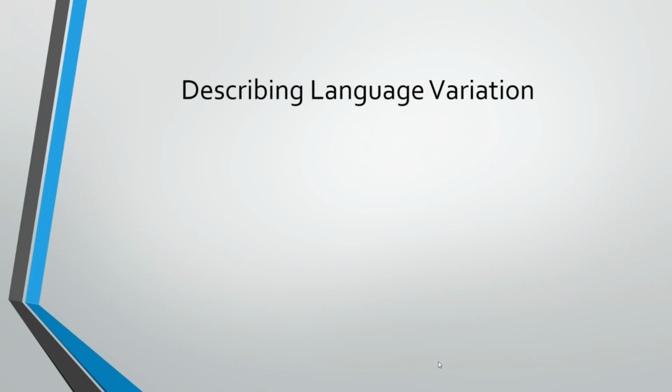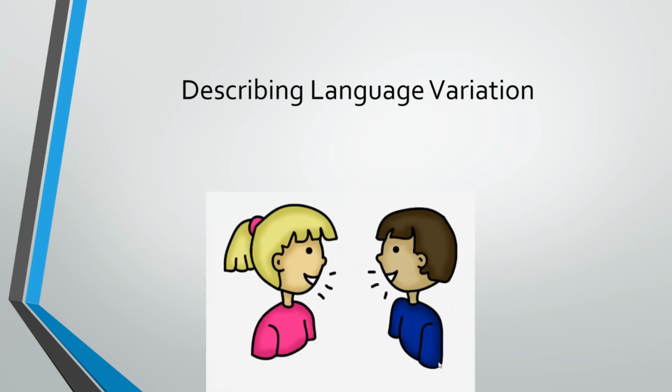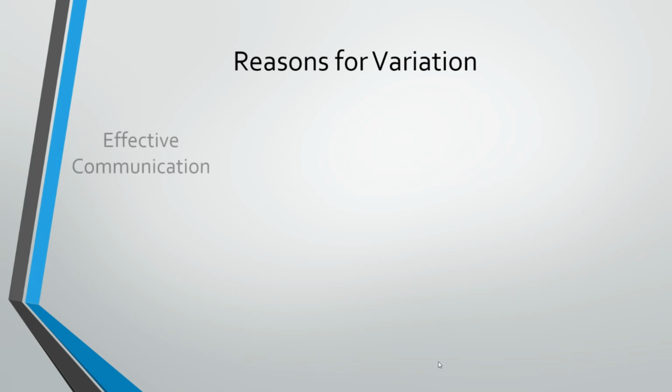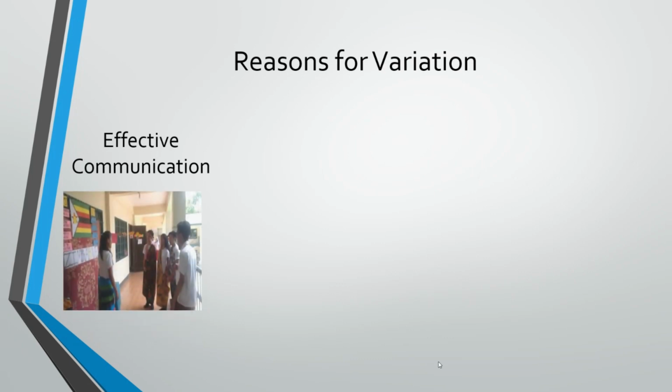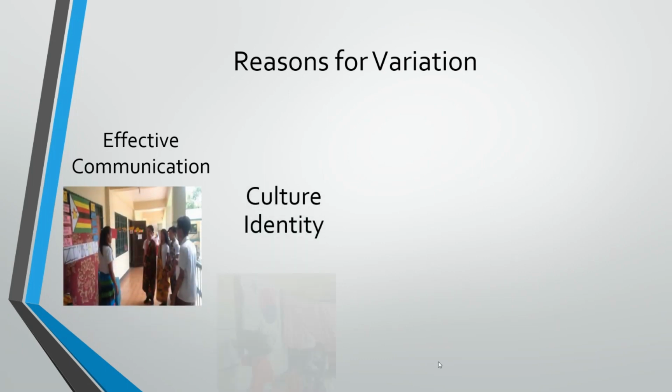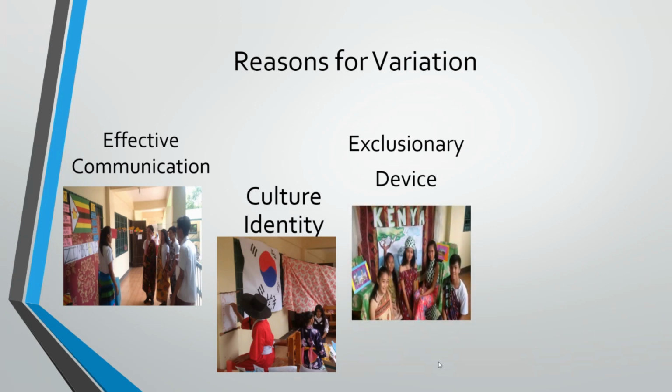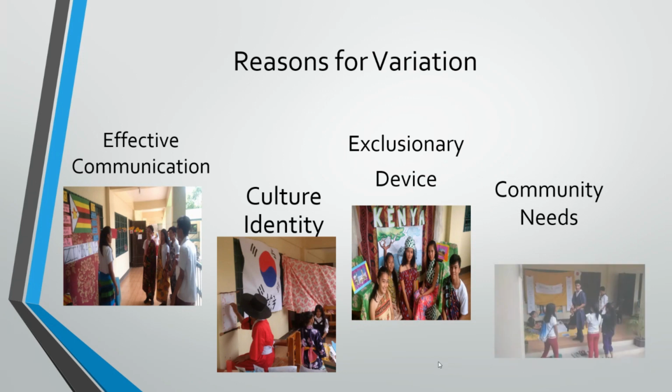With language variation, it is important to know how to describe them. A linguist must consider the accent, which is the variation in pronunciation, dialects, which use different vocabulary and punctuation, and also grammar style, and also consider its pidgin and creole. Some of us would think, why is there language variation? Well, to communicate efficiently, to have membership markers for socio-cultural groups, to have an exclusionary device for non-members of those groups, and to suit the needs of local communities.